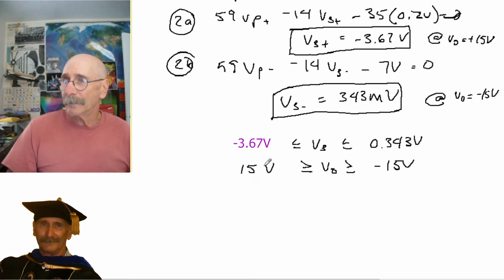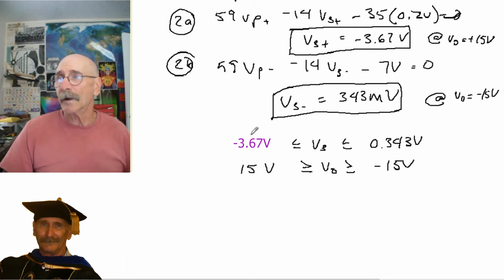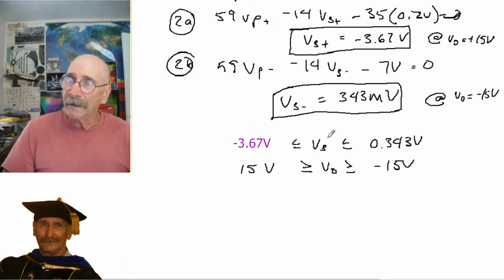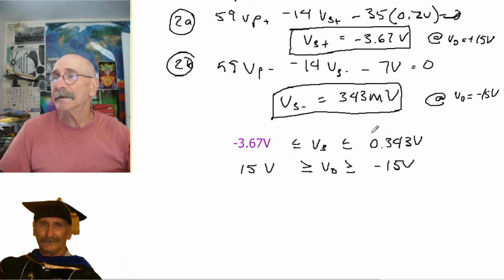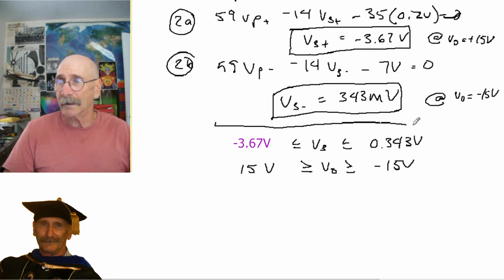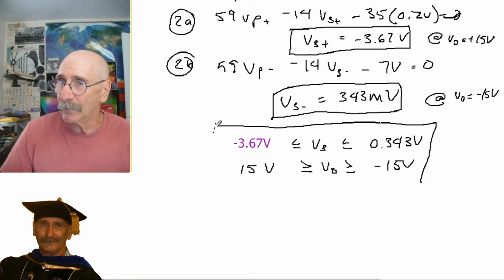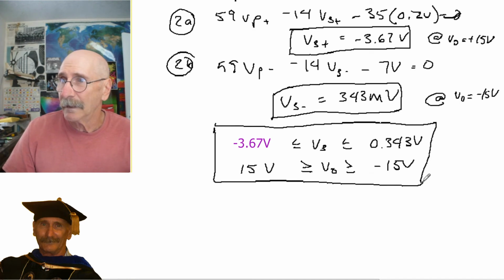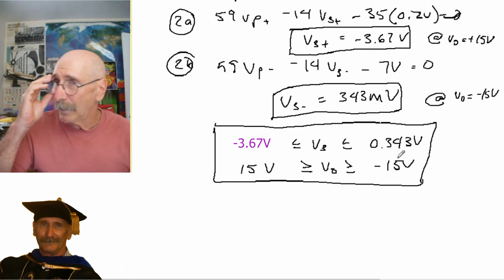What this is saying is that these are our limits right here. At minus 3.67 volts put into the V3 input, you'll get 15 volts at the output, and it would be right at the limit. And then at V3 equal to 0.343 volts, you would get Vout equal to minus 15 volts, and that would be right at the limit as well. So that is Part B.